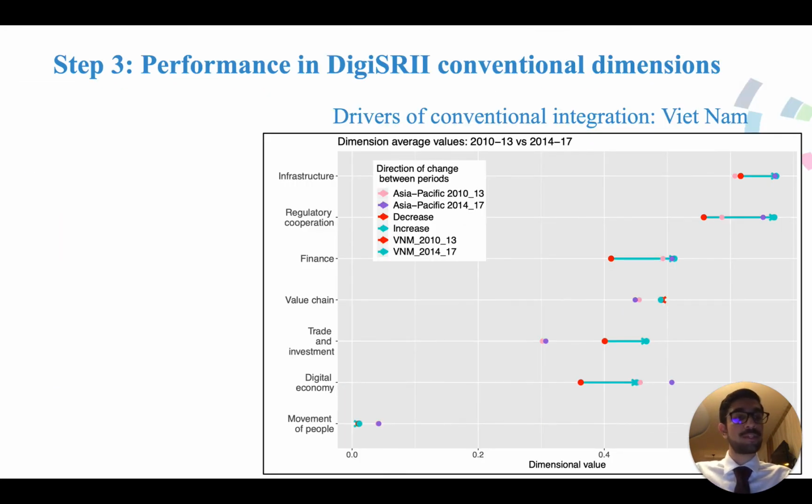This brings us to step 3, examining the performance of Vietnam across the 7 dimensions. At the outset, it is important to highlight that the pink dots refer to the Asia-Pacific average dimensional values for the period 2010 to 2013, that is, the first period, and the purple dots refer to the Asia-Pacific average dimensional values for 2014 to 17, the second period. The red dots correspond to Vietnam's dimensional value for the first period, while blue dots correspond to its dimensional value in the latter.